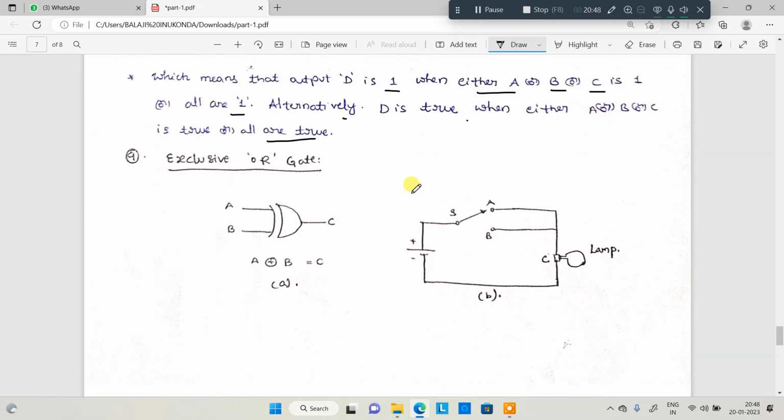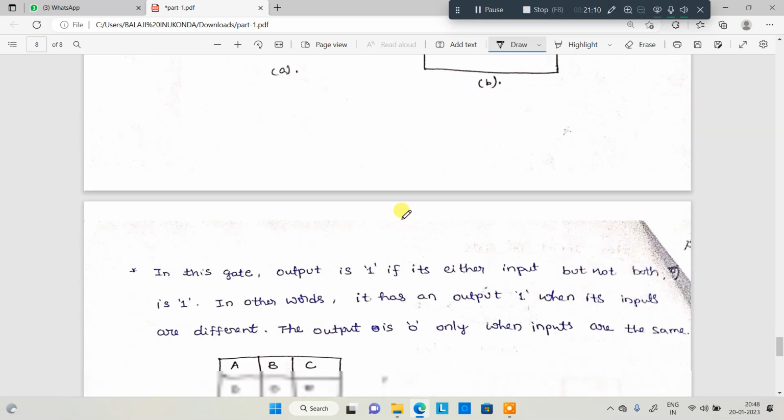Okay. Next, we are moving to the exclusive OR gate. You know, the inclusive OR gate is nothing but the OR gate only. Don't get confused: another name for the OR gate is the inclusive OR gate. But the exclusive OR gate is different from the OR gate. So the next gate is very, very important: the exclusive OR gate. So what exactly is the exclusive OR gate?